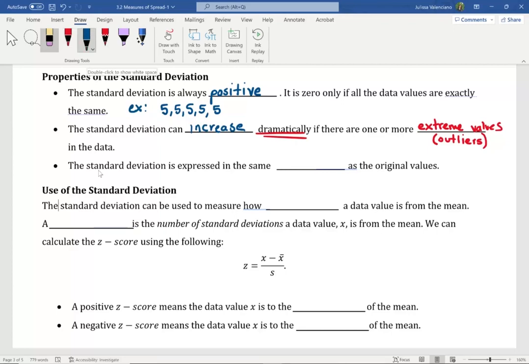The last property that I want to mention here is that the standard deviation is expressed in the same units as the original values. Let me give you an example. If the data values represent a measurement in inches, then the standard deviation is going to be a value in inches. The standard deviation is going to have the same units as the original value.